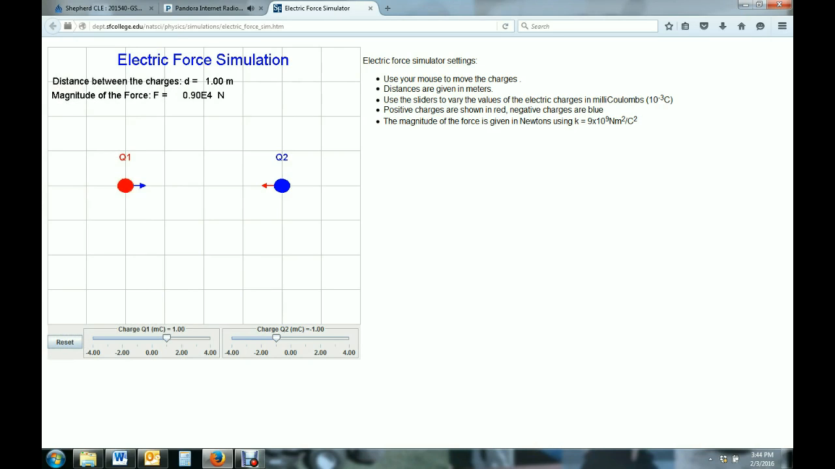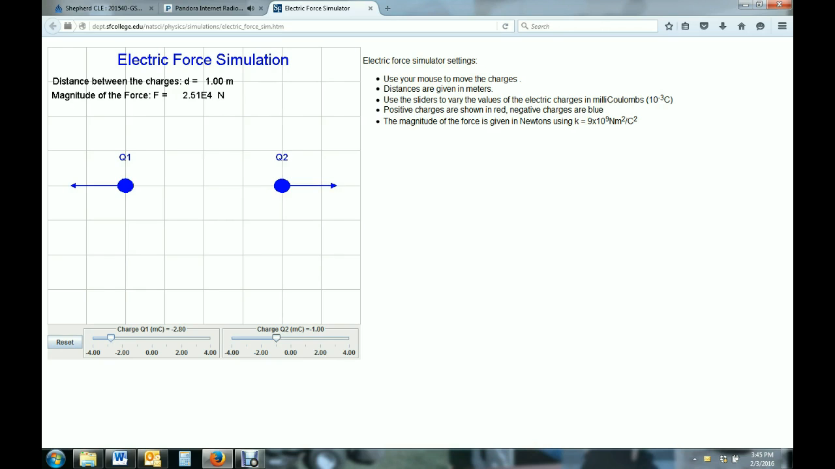I can control the sizes of both charges down here. I can look at the distance between them up here, and it gives me the magnitude of the force. Notice right now I have an attractive force because both arrows point towards each other. But if I change one of the charges to a negative number, now I have a repulsive force because the arrows point away. So here we see that like charges are going to attract, opposite charges will repel.